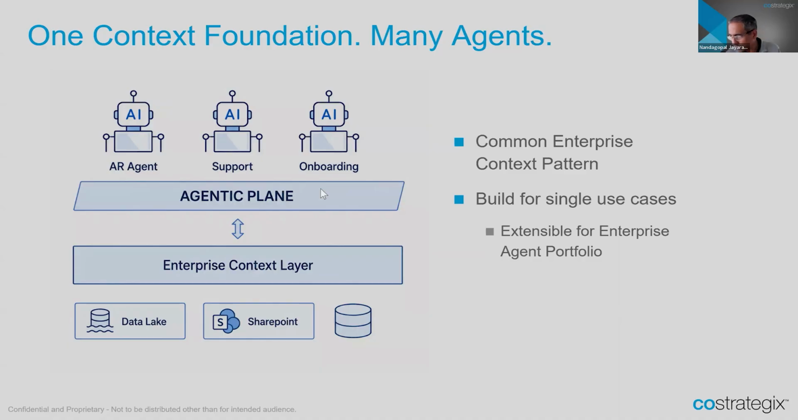So you have customers where we're implementing some agentic solutions. We'll take that path. We'll kind of build out a context layer that eventually will become their enterprise context layer.